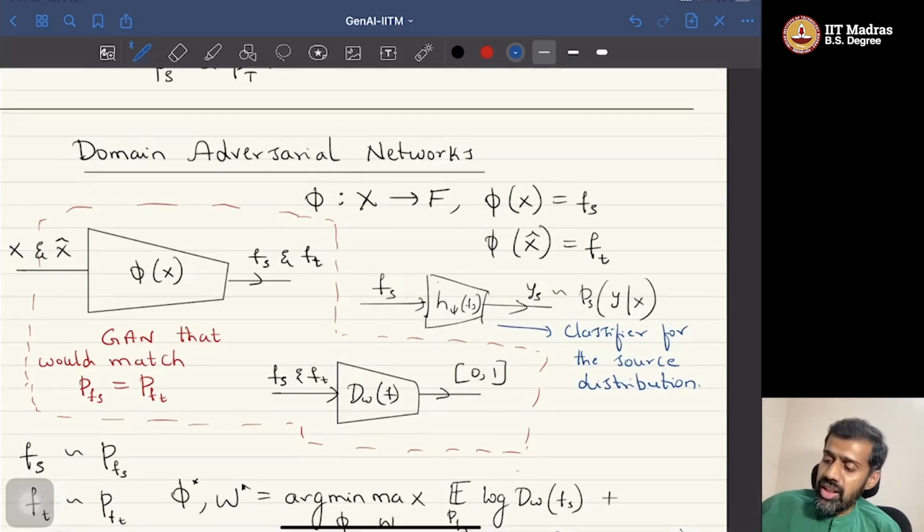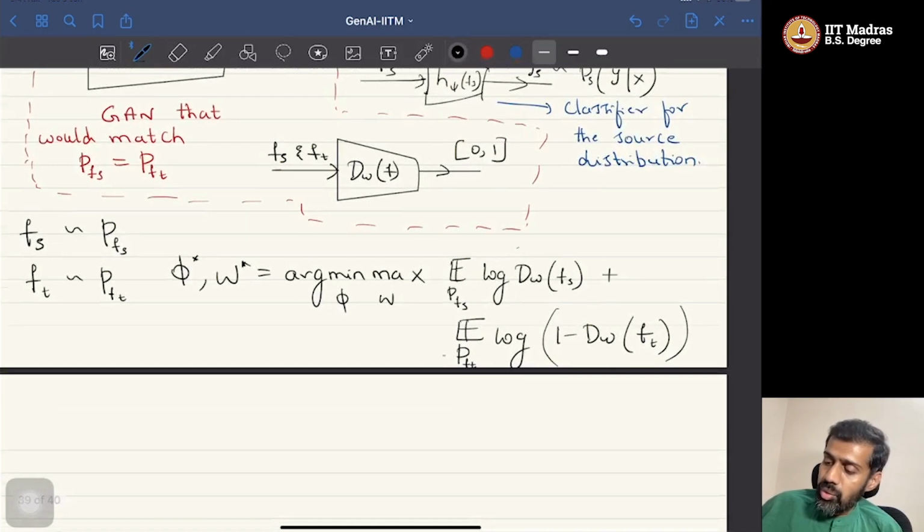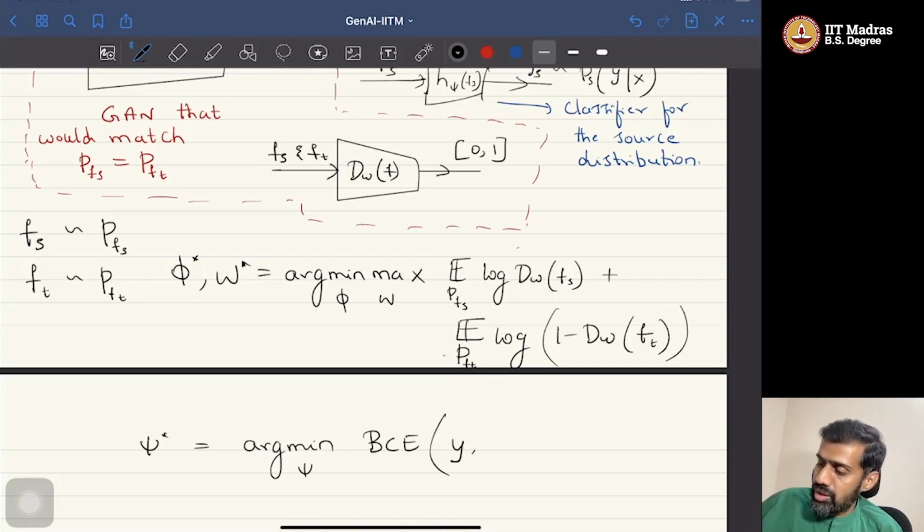Now what happens is that the phi network is trained with two objectives. One, we need to train the phi network to ensure that the distributions of the features are the same irrespective of whether it's coming from source or target. We also have to train the psi network, which is the classifier network, to minimize the cross entropy loss. So binary cross entropy loss between y, which is the source label, and the output of this classifier on features coming from the source distribution. So the classifier has to be trained in such a way, but we also want our phi network to be trained to ensure that the binary cross entropy, which is the classification loss, is also minimized.